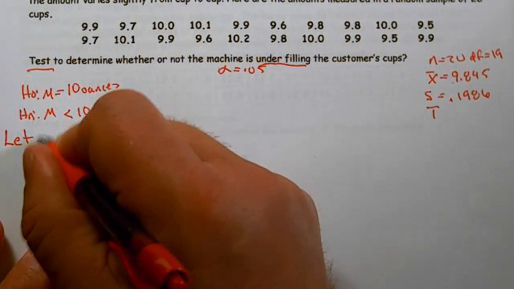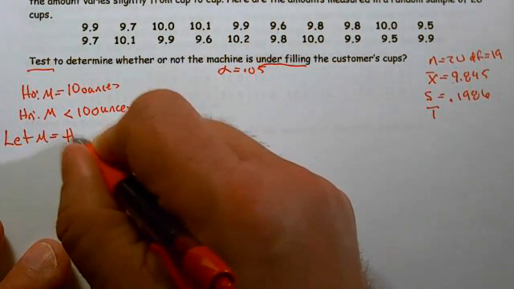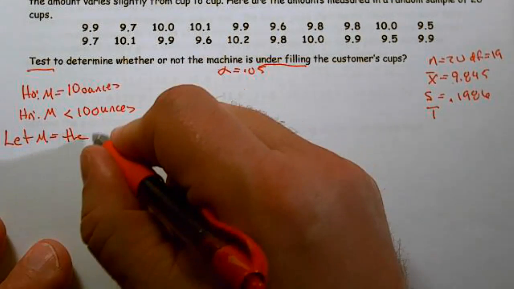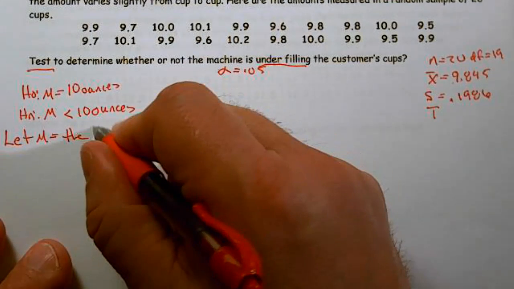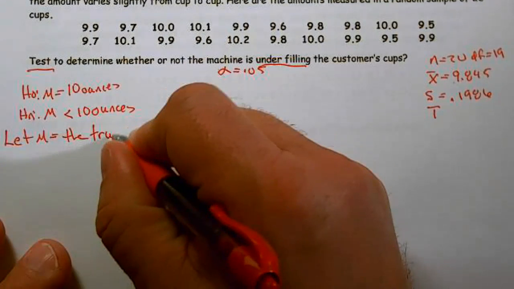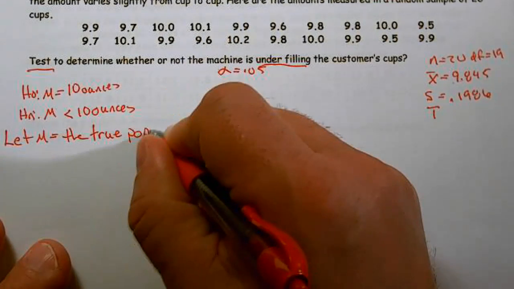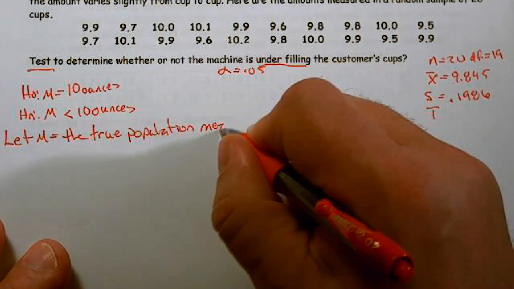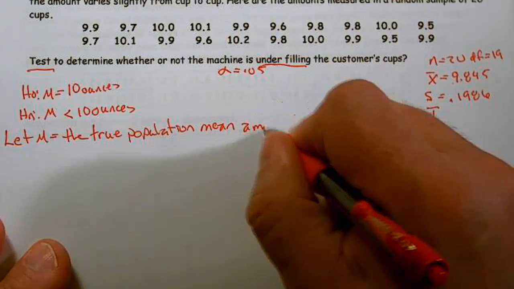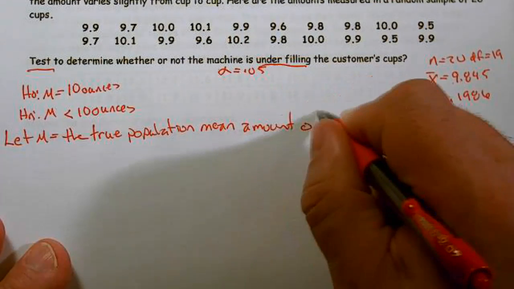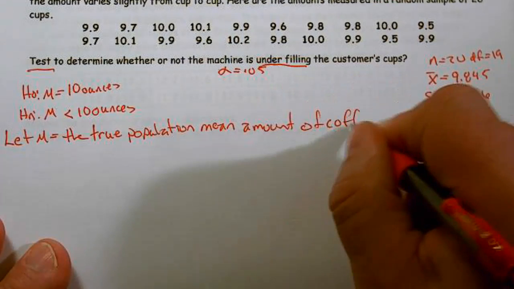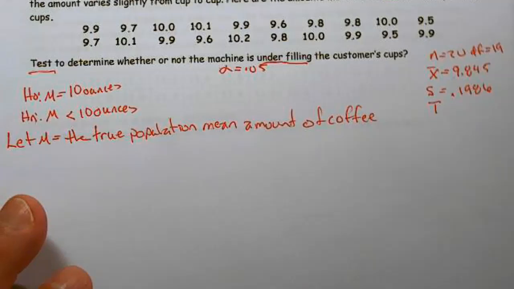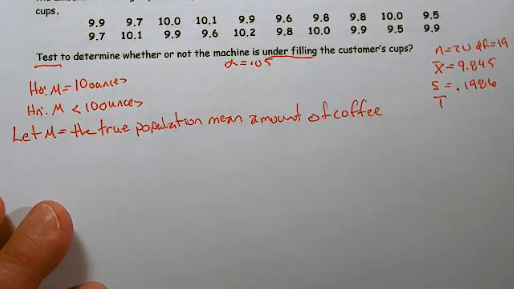So let mu equal, what are we measuring? Well, we're measuring the true amount of coffee per cup. So the true population mean amount of coffee. Need my coffee in the morning. Now, I'm not a coffee drinker myself, but for those who are.